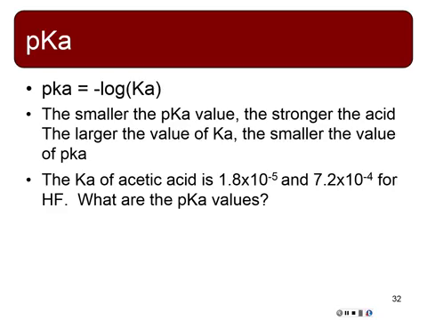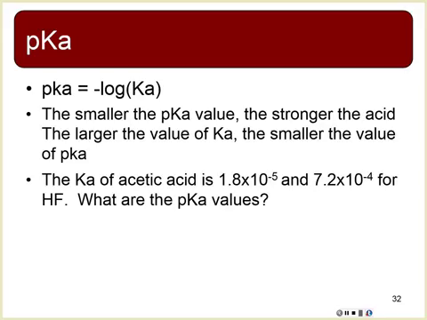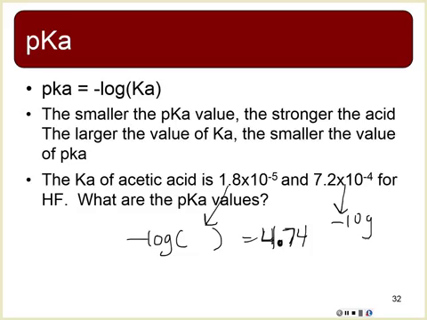So if you take the negative log of 1.8 times 10 to the negative 5, you get 4.74, and some chemists like to argue it's 6 versus 7. I don't really care. We just leave it whatever it comes out to. And here we take the negative log of this number, we get a pKa of 3.14. So that's just showing you.